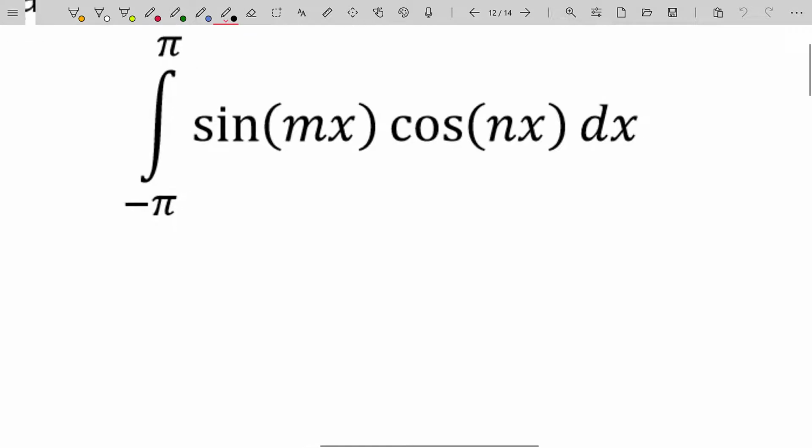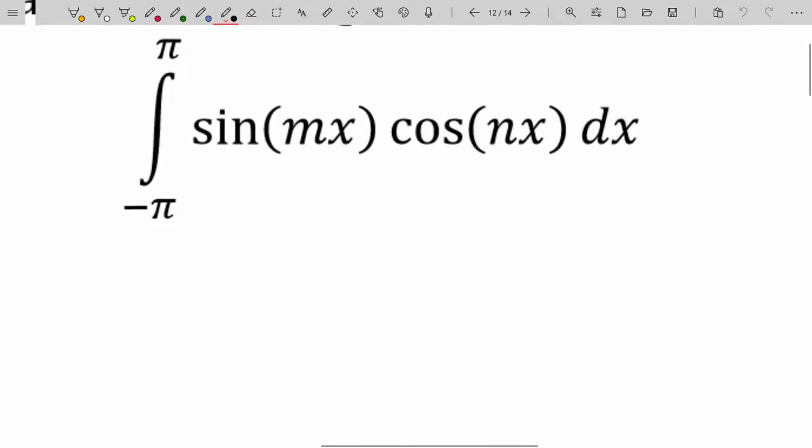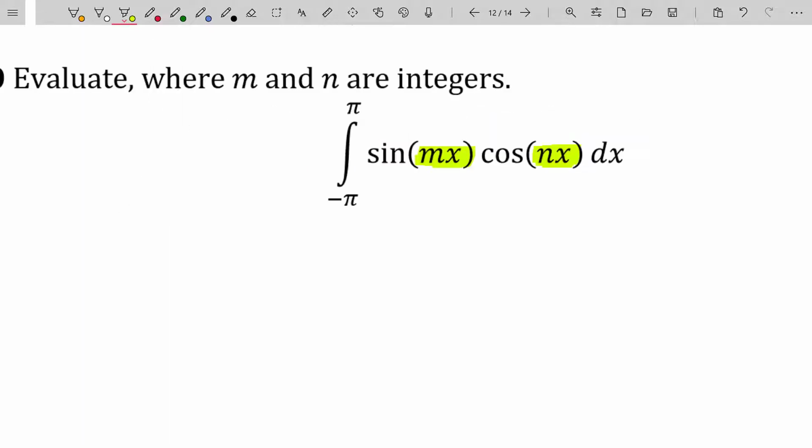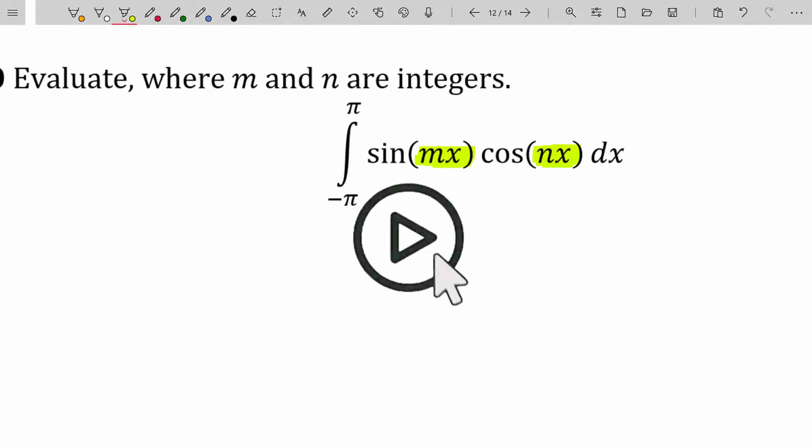So you are asked to integrate something like this, which is a definite integral from negative pi to positive pi of sine of some angle, which that angle is defined by mx, times the cosine of a completely different angle. Why don't you take a moment, try to figure this out, and when you come back, we'll go through it.